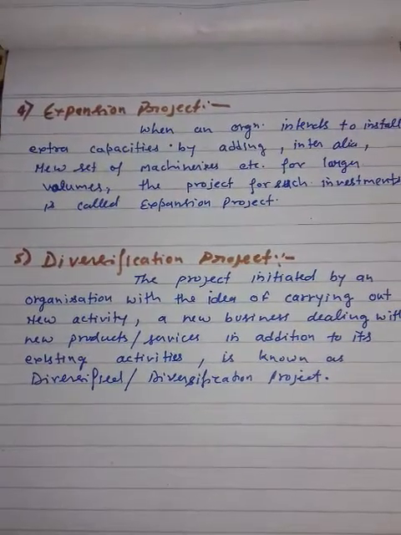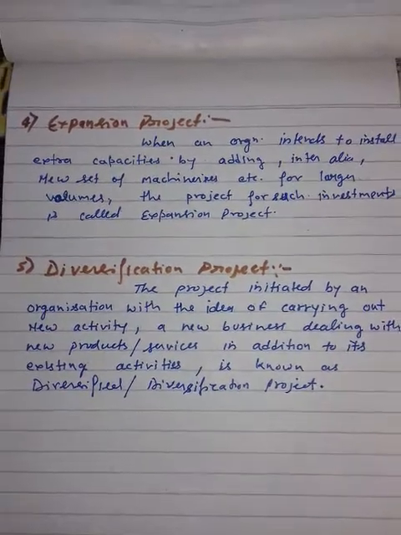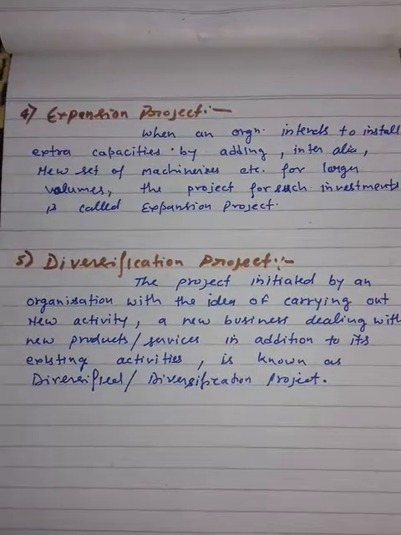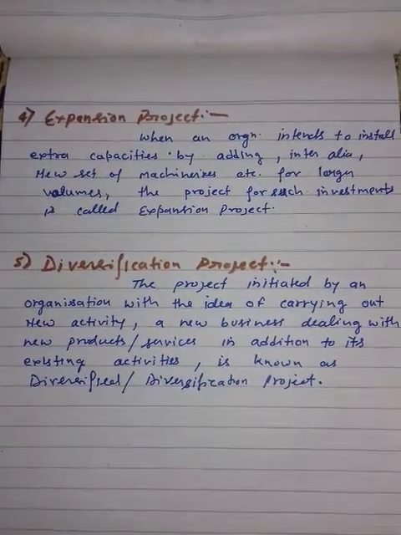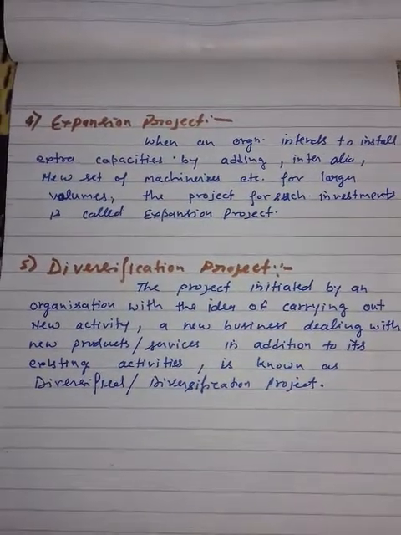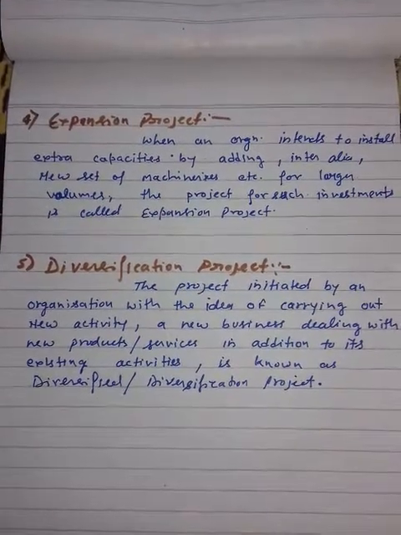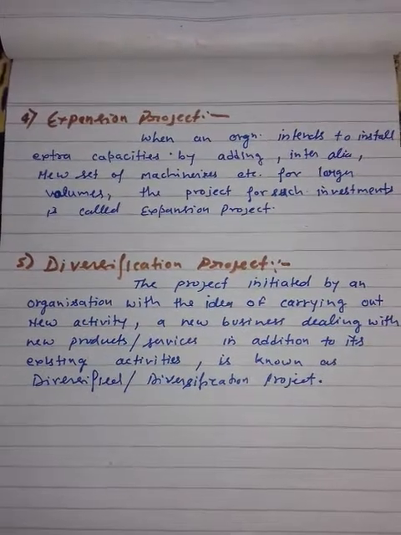So expansion plans can be achieved by one or more of the following steps. There are three steps in expansion: first, by establishing additional capacity in its plant and thus increasing the volume of output; the second is by acquisition of another organization relating to the same industry; and the third is modernization of its plant, which may also include the installation of additional capacity in the plant.